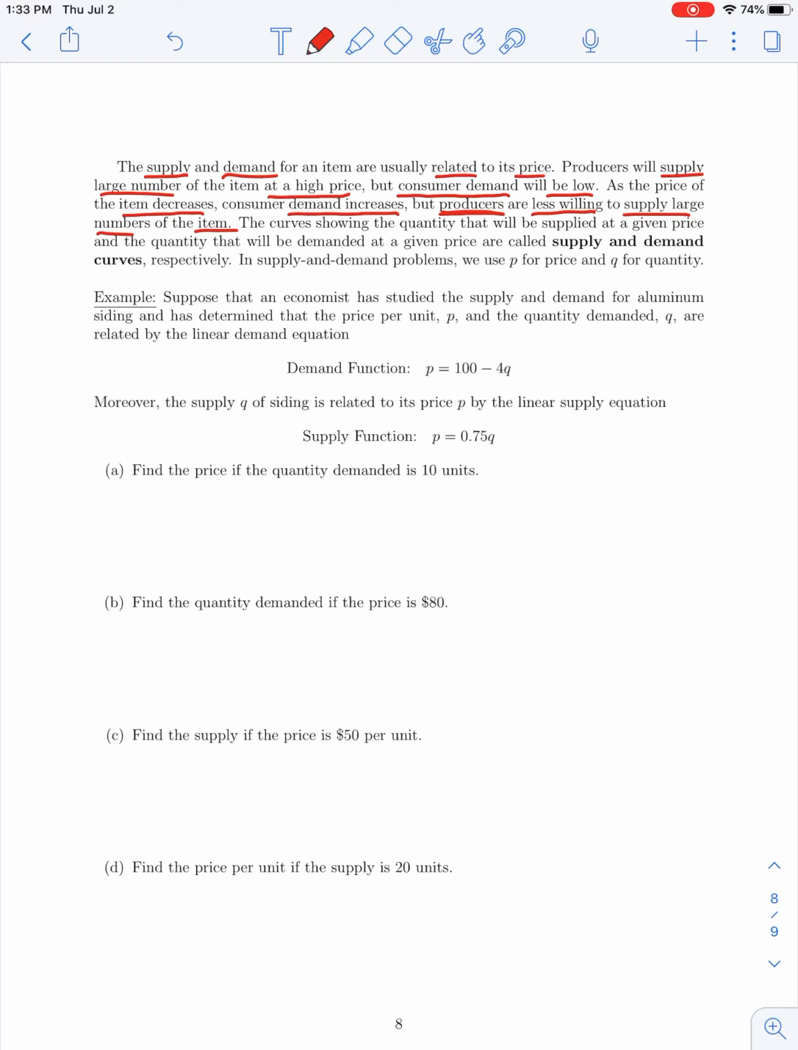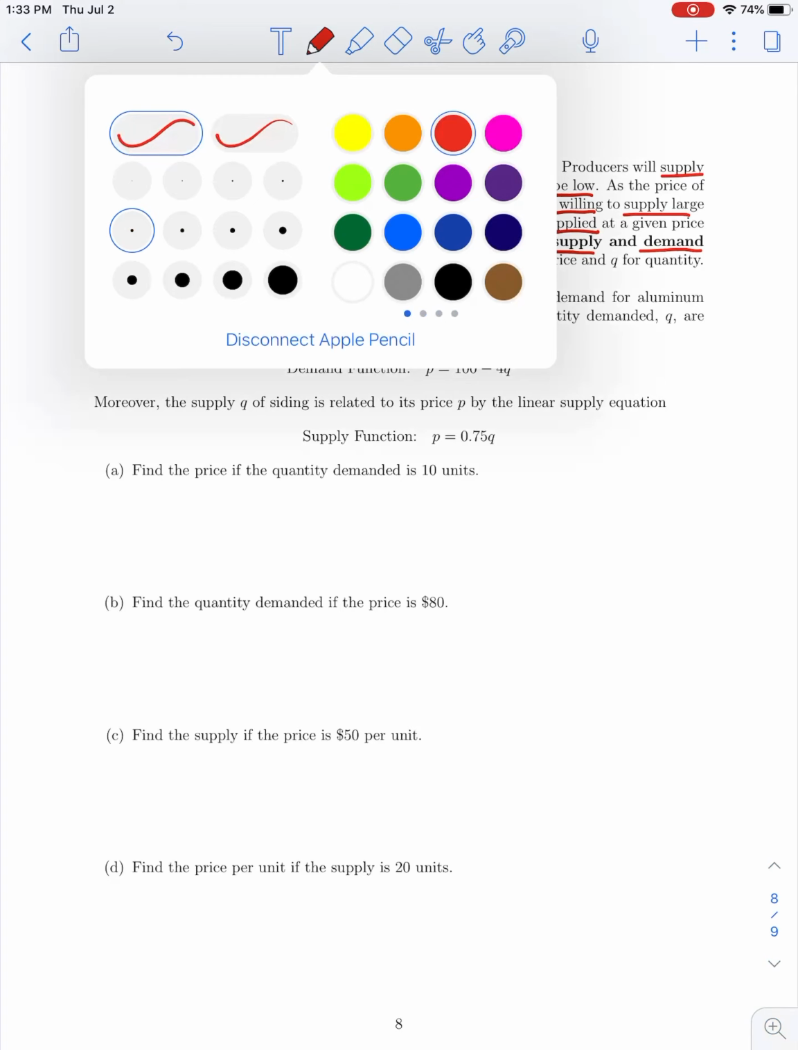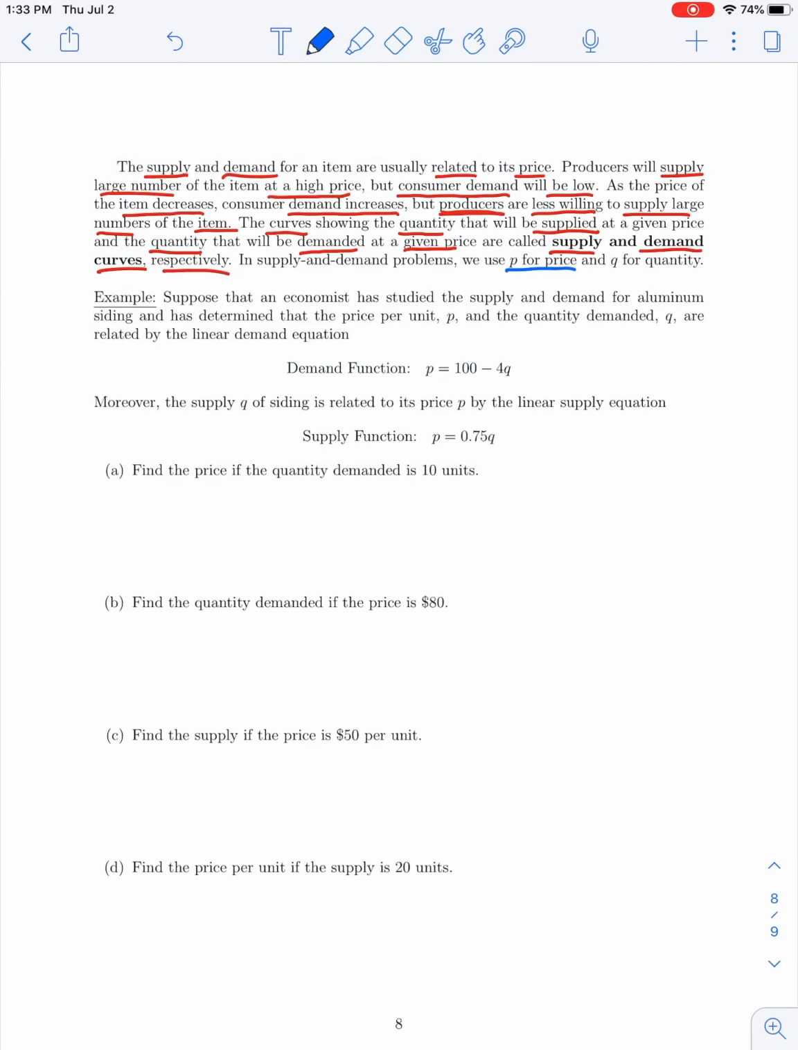So if we were to look at a function which relates supply, demand, and the price, then we could graph those functions, and we would have curves which show the quantity that will be supplied at a given price and the quantity that will be demanded at a given price. And those curves are called supply and demand curves, respectively. So in this course, when we're working with supply and demand problems, we're going to use P to denote the price and Q to denote a quantity supplied or demanded.